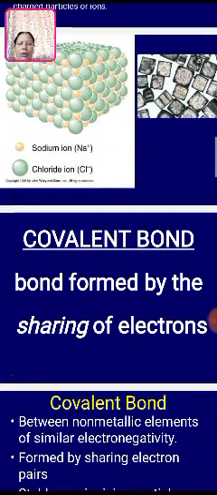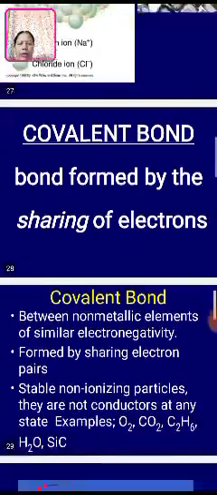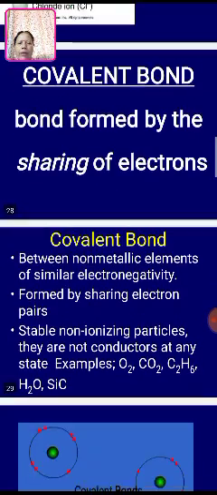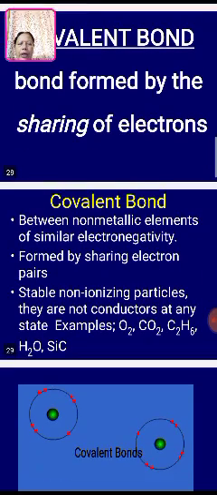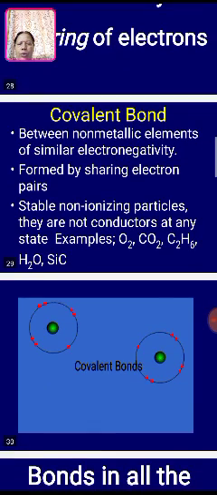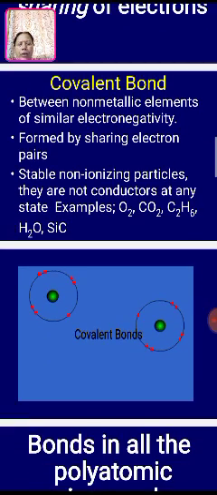Covalent bond, the bond formed by the sharing of electrons, and ionic bond, which is formed by the transferring of electrons. The covalent bond between non-metallic elements of similar electronegativity is formed by sharing electron pairs, and they are stable non-ionizing particles. They are not conductors in any state. Examples: O2, CO2, C2H6, H2O and SiC. See the example: covalent bond, which has sharing in nature.